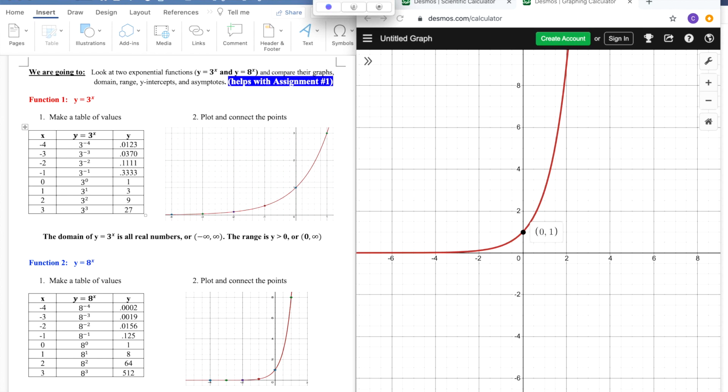Now for the y-intercept. It's easy to look at the y-intercept when you have a graph. It's right here, and if you click on it, it will tell you the point, 0, 1. But what if you didn't have a graph to look at? How can you tell?